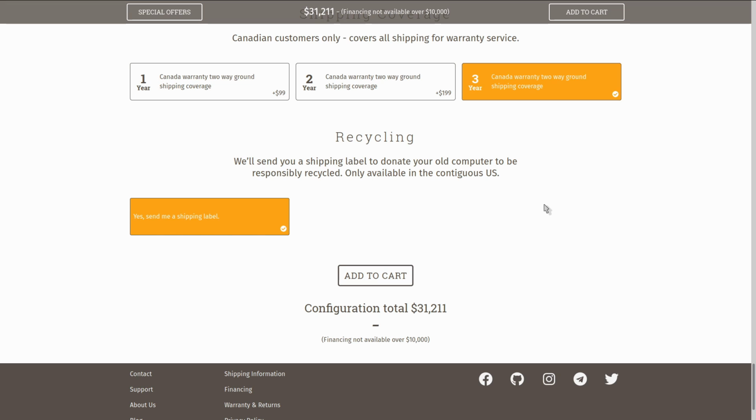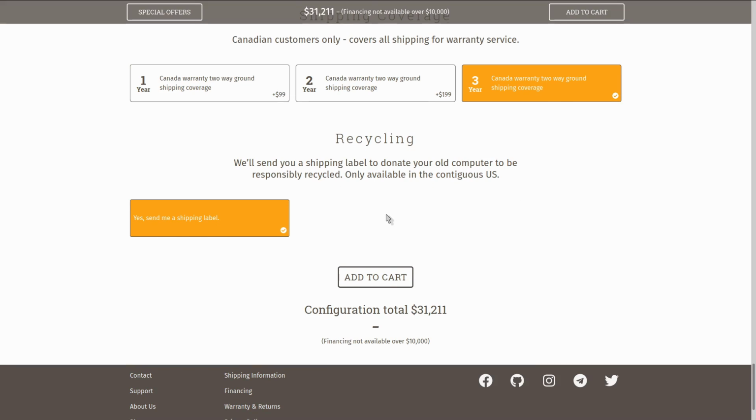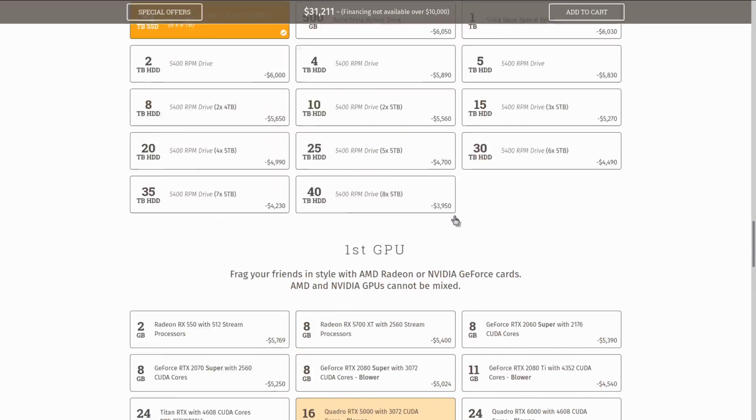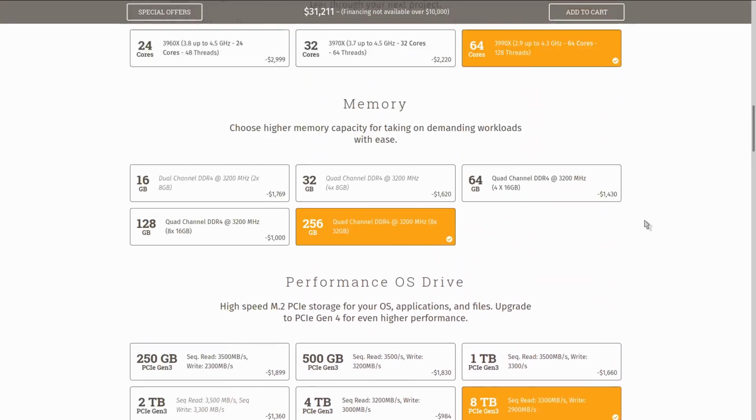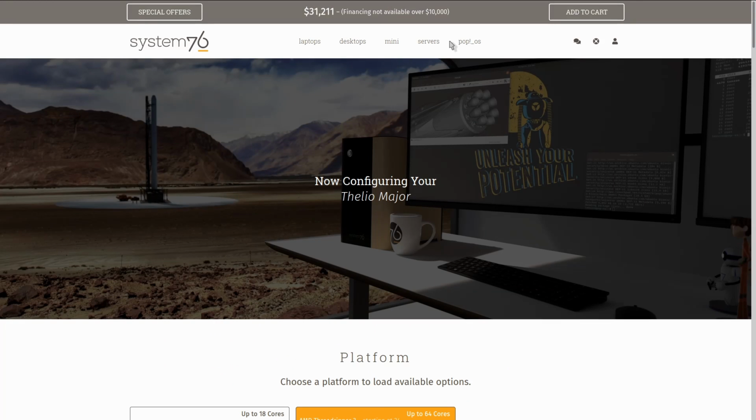Again, this is 64 cores of a Threadripper with, I believe, 4.3 gigahertz, a ton of memory, a ton of storage, and very fast storage. And it's quite amazing what you can all build in a System 76 computer. Of course, there are plenty of different options here. You got servers, you got the mini version, and you got laptops. Now, of course, this $31,200 isn't something that many people are going to go ahead and buy. Of course, if you wanted everything top of the line, you might want to go ahead and check it out.